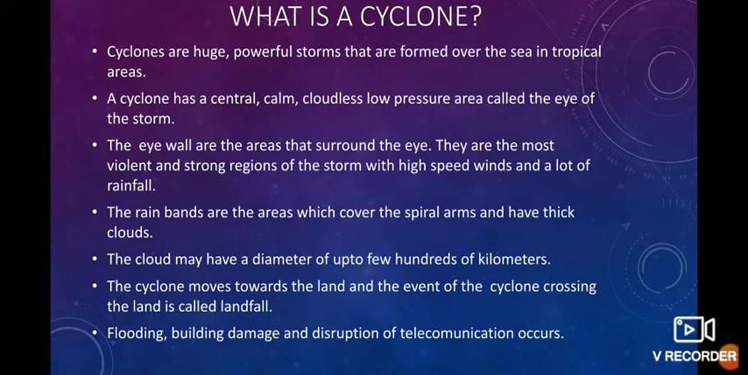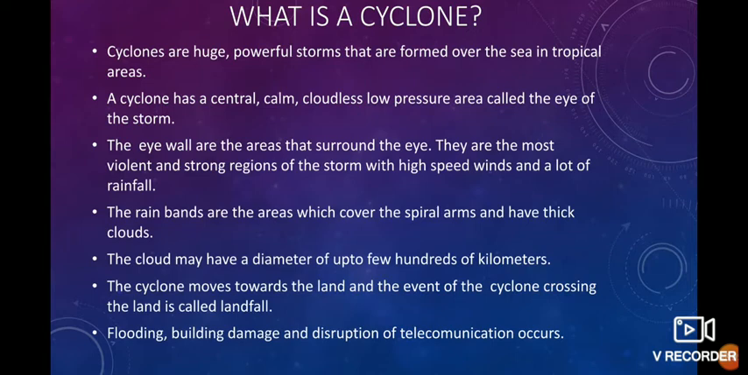A cyclone always has a central calm and cloudless area which is marked by very low pressure. We call this the eye of the storm. The area immediately surrounding the eye is called the eye wall. This is the place where the storm is most violent, with very strong winds and heavy rainfall.